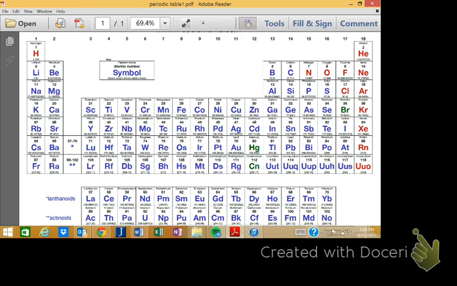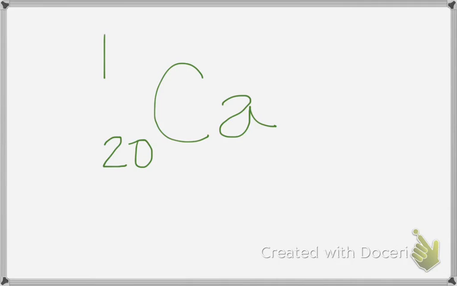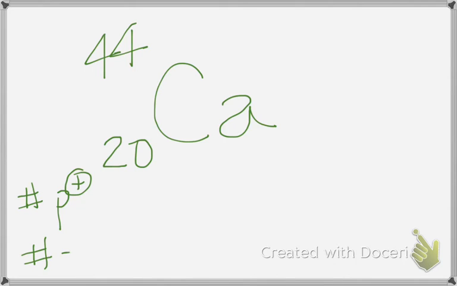So if we stick with calcium, what's calcium's chemical symbol? Ca. Okay. And its atomic number is 20. Let's say that we have one that's calcium 44, for example. All right. So if I only gave you this right here, I would expect you to be able to tell me the number of protons, the number of electrons, and the number of neutrons. Right?